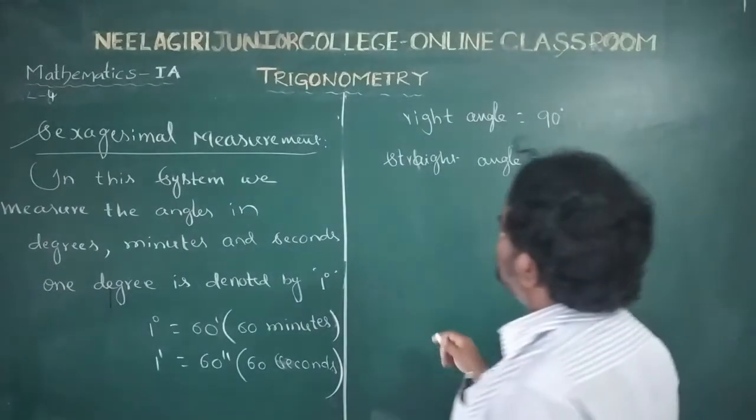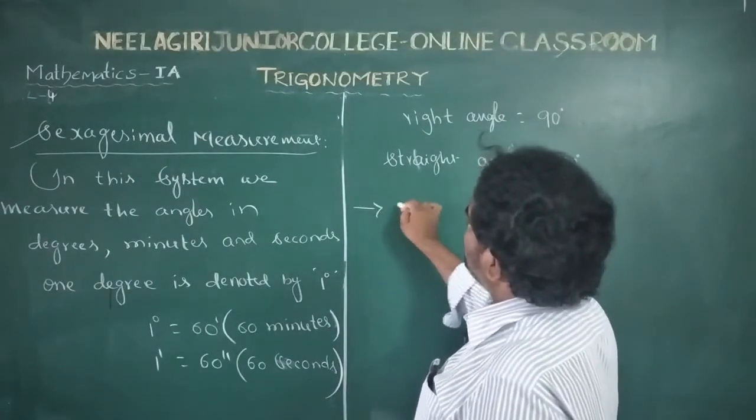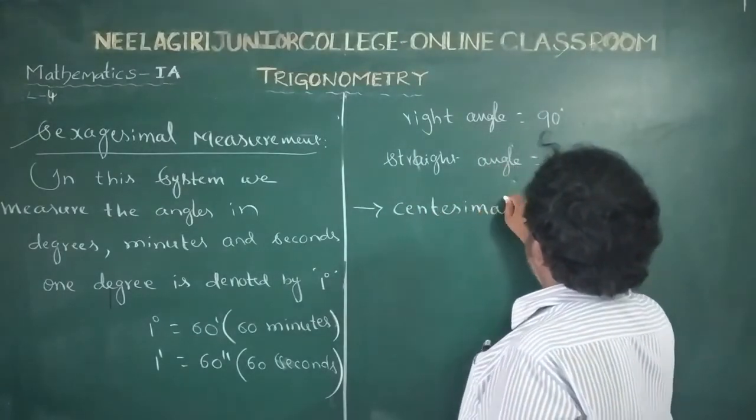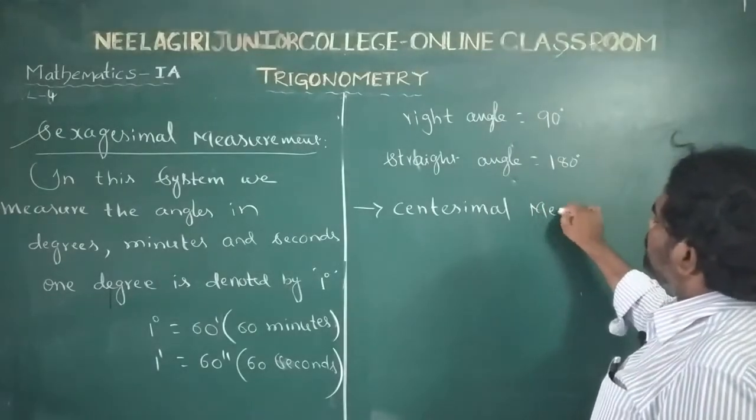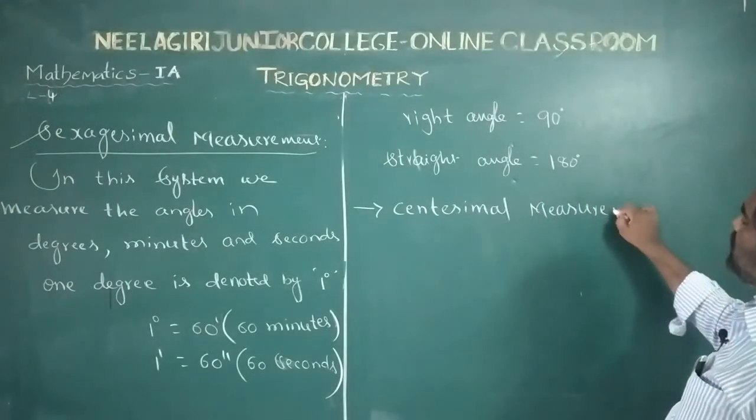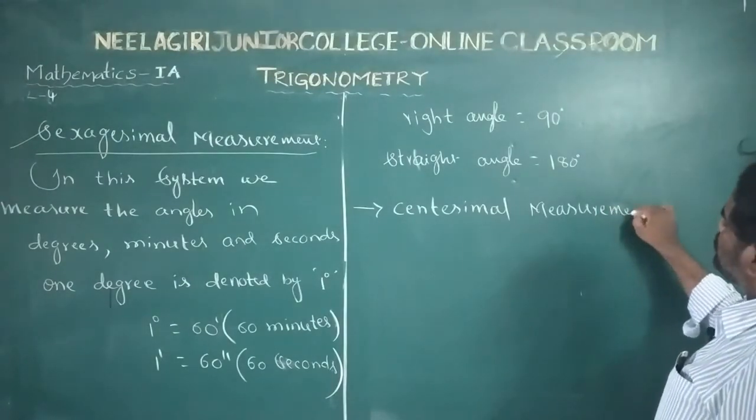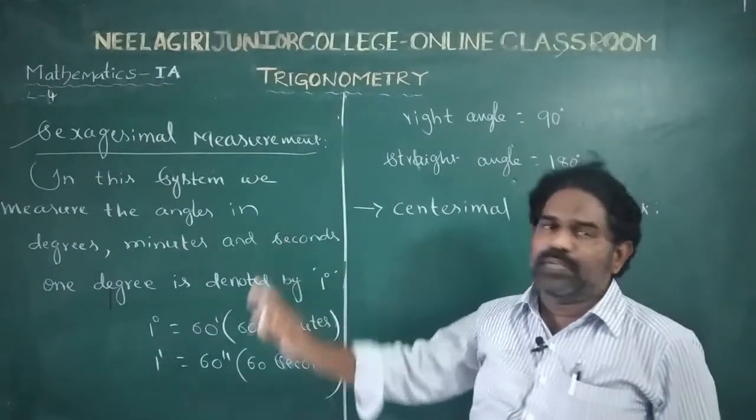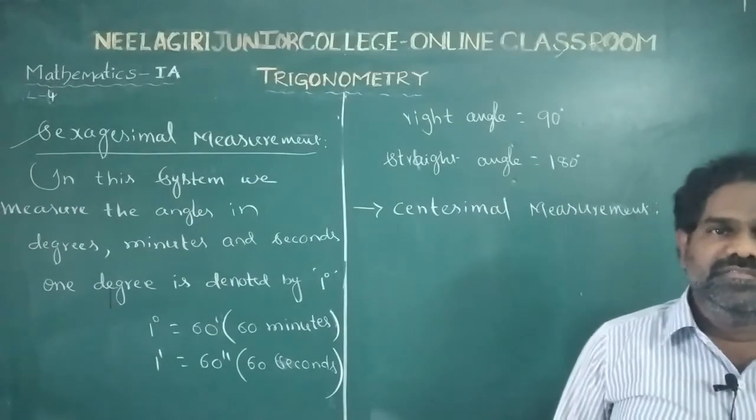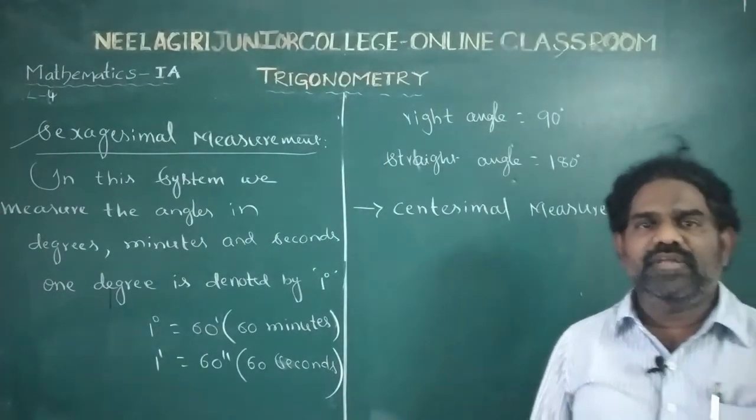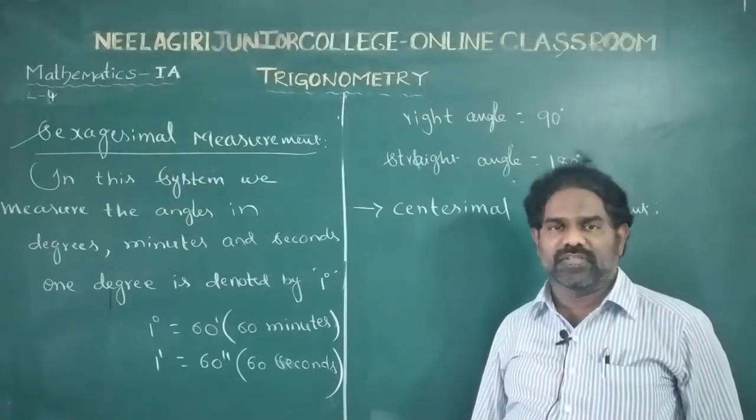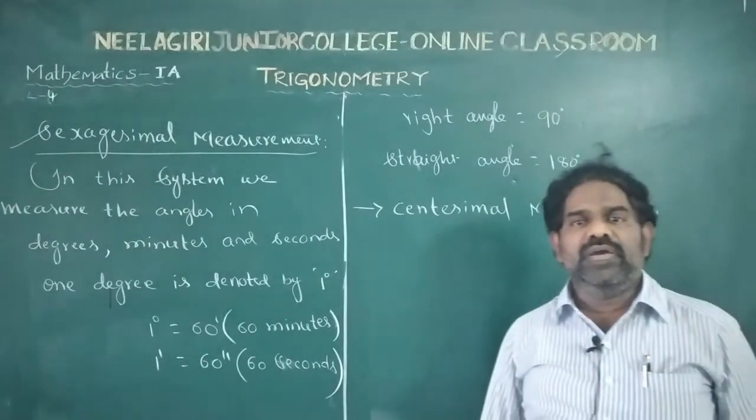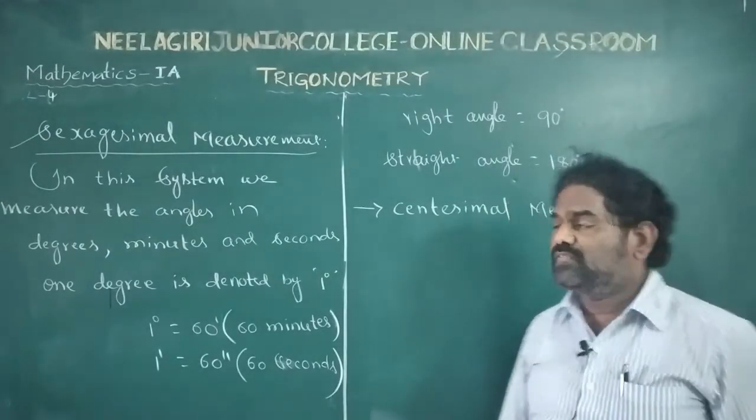One more measurement is there, centesimal measurement. Listen, actually this sexagesimal measurement is our system, that is the English system, British system. The centesimal system is nothing but the French system. In this centesimal system we measure the angles in grades, minutes and seconds.